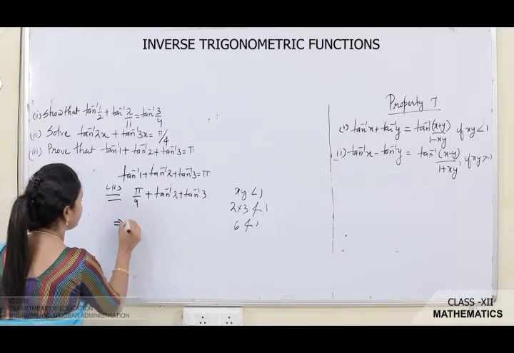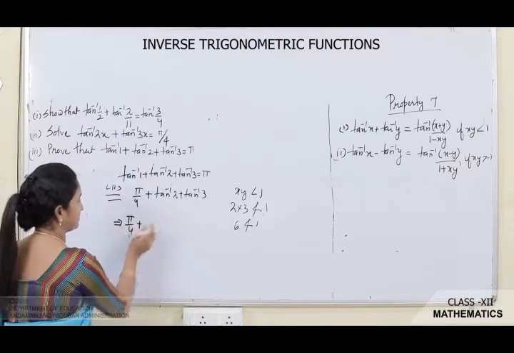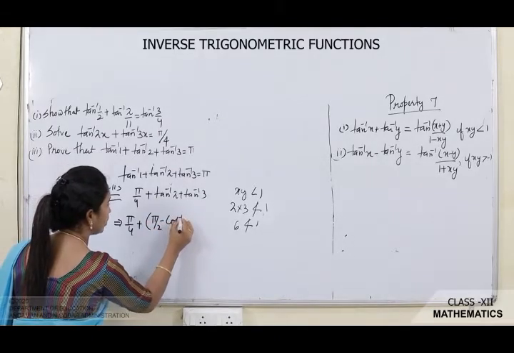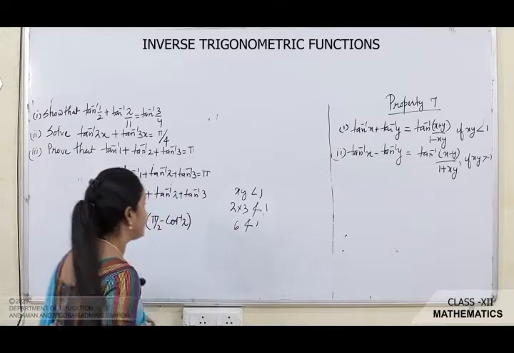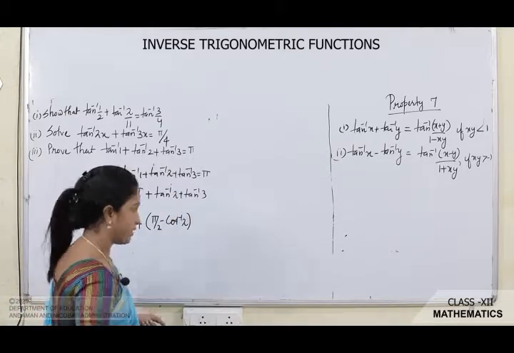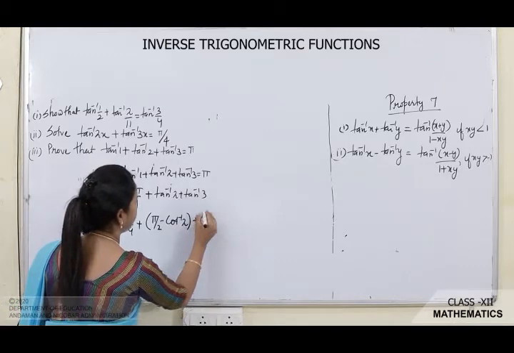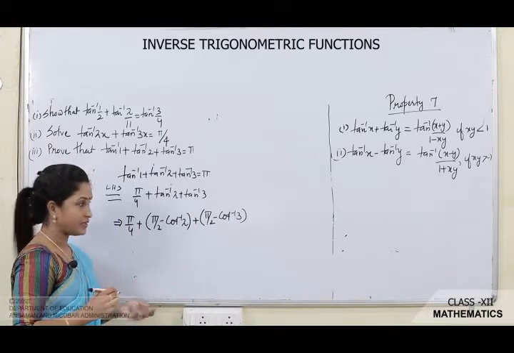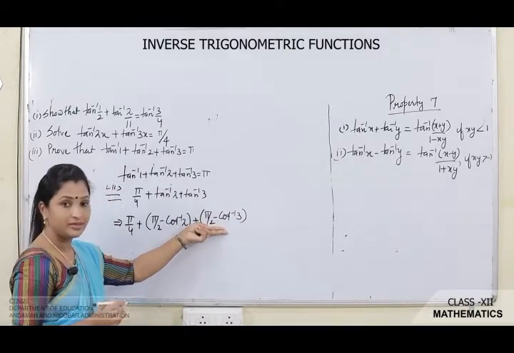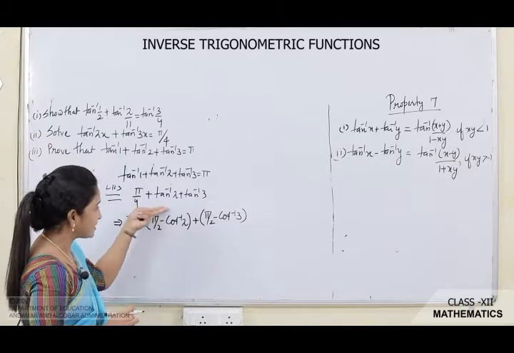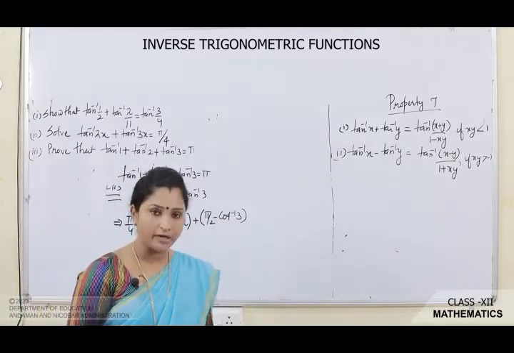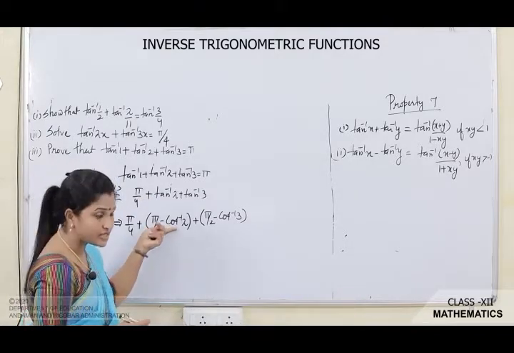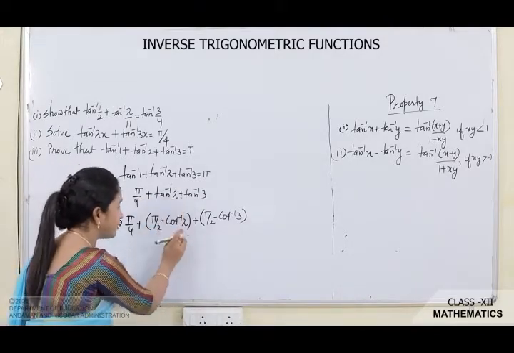Now see here, pi by 4 plus tan inverse 2 can be written as pi by 2 minus cot inverse 2 plus again tan inverse 3 can be written as pi by 2 minus cot inverse 3. ये कहाँ से आया आपको? You have used the previous property. Tan inverse x plus cot inverse x is equal to pi by 2. So in place of tan inverse x, you can write it down as pi by 2 minus cot inverse x. The only difference is in place of x you have written 2 here.